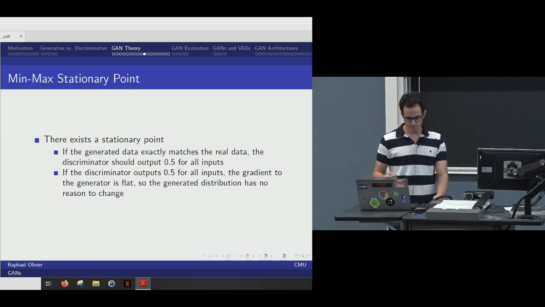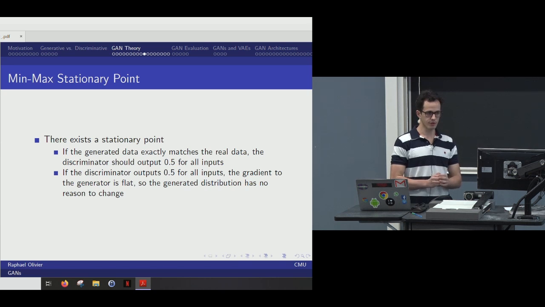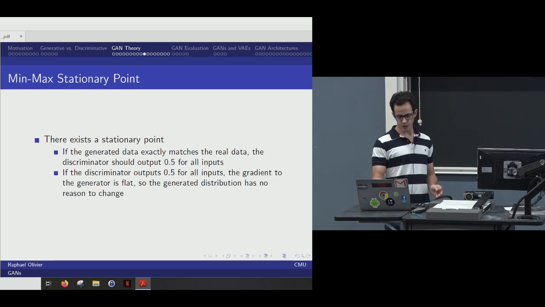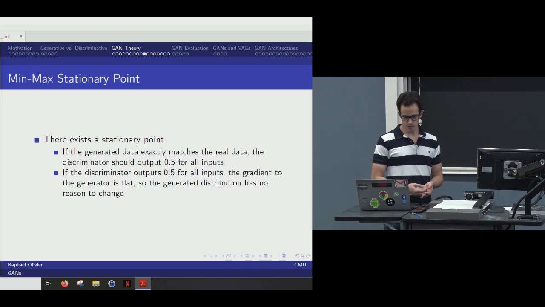So like we've said, no, actually, we haven't said it, but I'm going to say it. The optimal point we talked about is a stationary point. That means if you're there, you're not going to move anymore. Because if the generated data matches the real data, the discriminator cannot make the distinction. So necessarily, it's going to output just 0.5 for everything. And if it outputs 0.5 for everything, then it's a constant function, so its gradients are 0. So the generator is not going to move either. So if you're there, you're staying there, which is good.